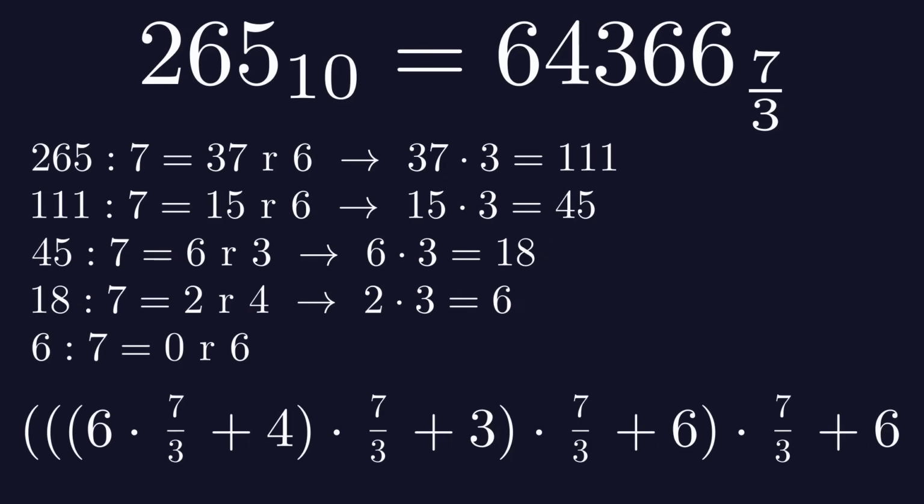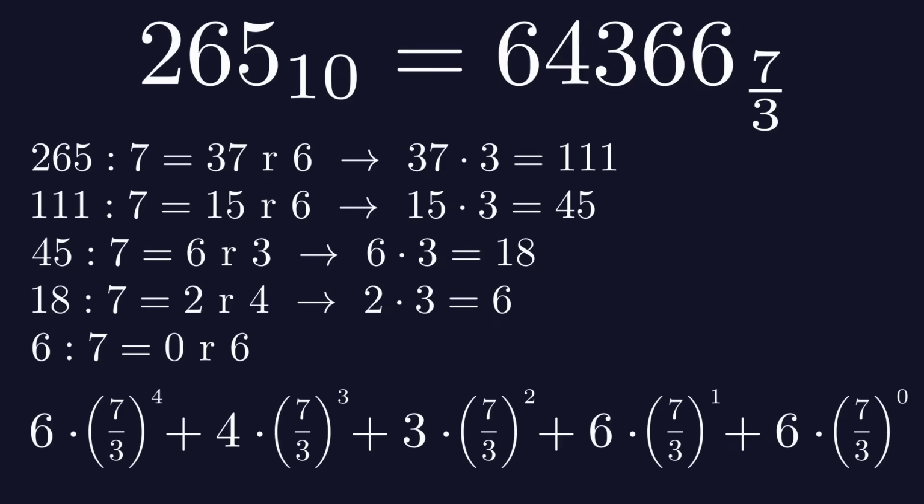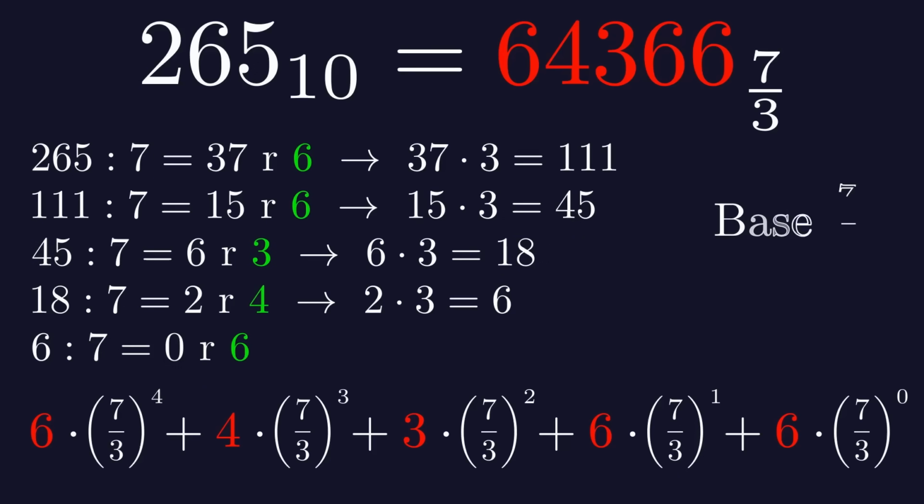After multiplying everything out, we get this. So we know that this is a representation of 265 in base 7/3. Because the digits are the remainders when we divide by 7, we know that in base 7/3 we can use digits from 0 to 6. This trick is really useful when we want to convert numbers to fractional bases. But it only works if the numerator is bigger than the denominator.